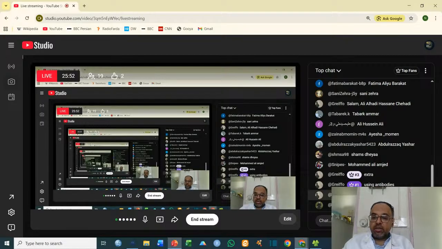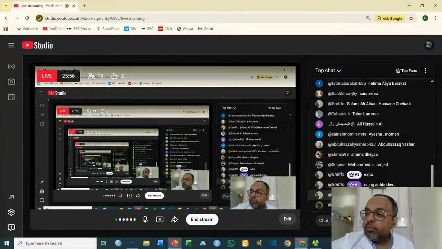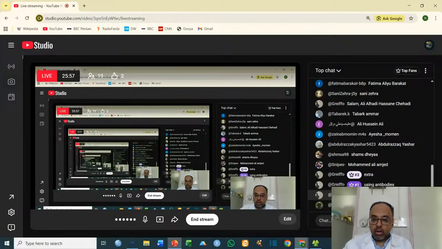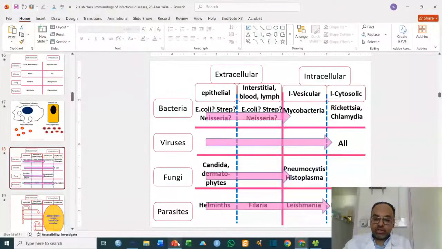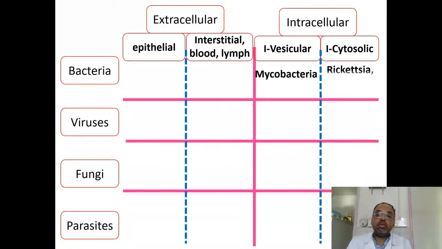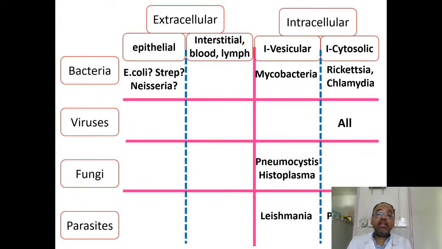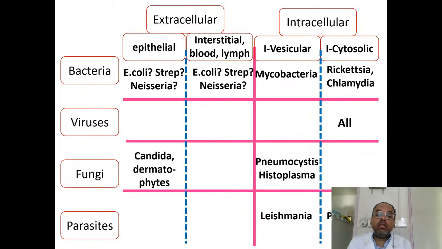Yes, B cells produce antibodies and they have to perform the defense using antibodies. So the space that B cells can defend more efficiently is extracellular space. Why? Because B cells produce antibodies and antibodies cannot go inside the cells. Antibodies cannot penetrate the cell membrane, so they cannot go inside the cells.